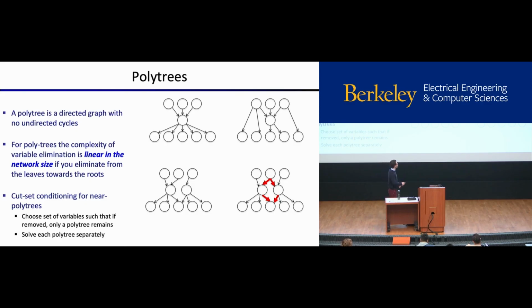So if you eliminate variables from the leaf nodes up, start with these, and then you go up, and then you go up, then it's linear in the network size. Okay? And so for these examples where you have one node that removing it would cause there to be a polytree, you can imagine that you could ignore that node. But we can't just ignore the node.